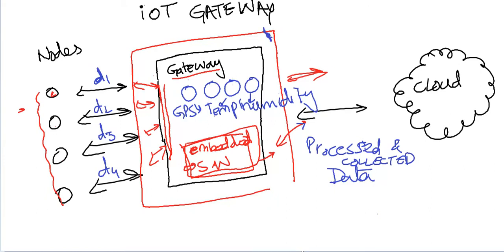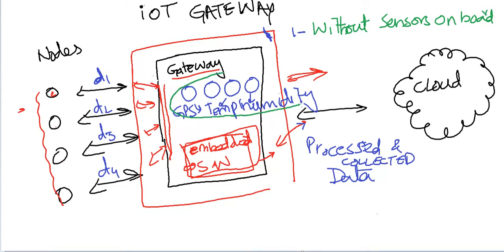So we have talked about two kinds of gateways. Number one, without sensors on board. On board means these sensors. Without these sensors, this is one, and then two is with these sensors on board. With sensors on board, all other things are the same.